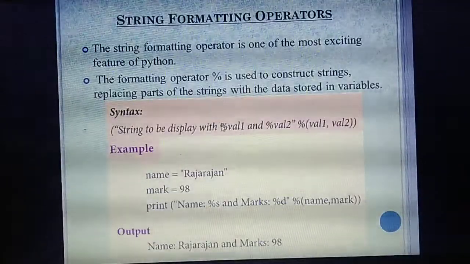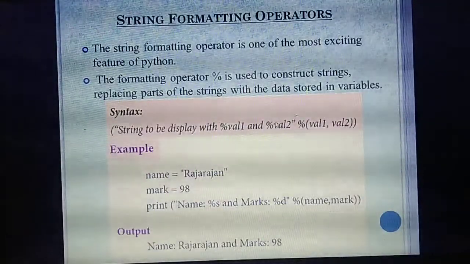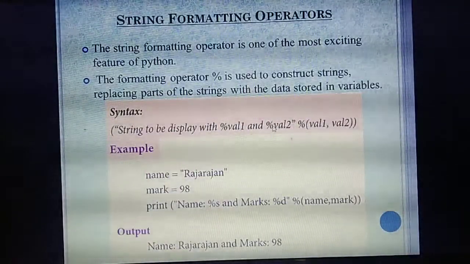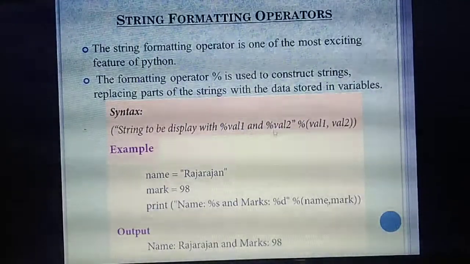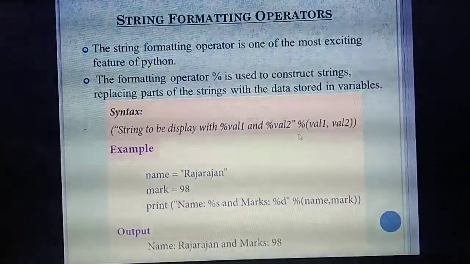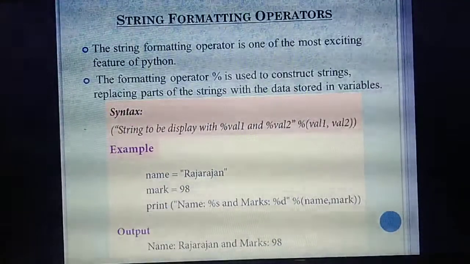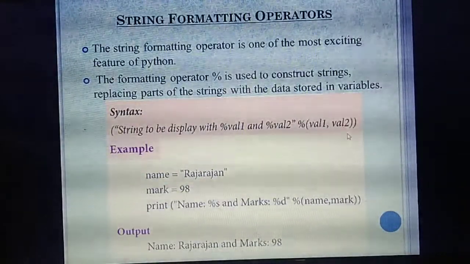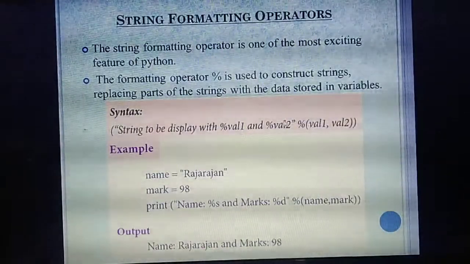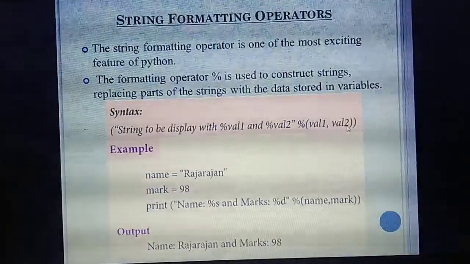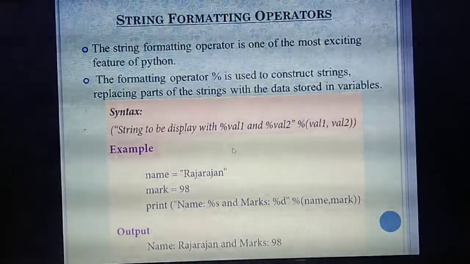Then the operator percentage. How many values you are giving? Two means two, three means three. Understand? First value means first percentage, then second value. Then those values you need to give inside the brackets. Value 1 comma value 2. See the example, then only you will understand.